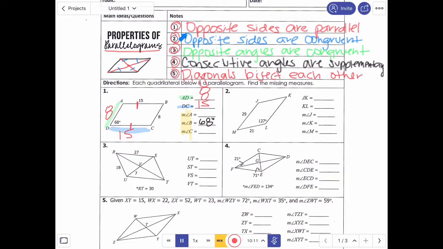All right, let's go down our properties. So opposite sides, opposite sides, opposite sides. Oh, consecutive angles are supplementary. So consecutive angles, that would be like A and D. If I know A and D have to add up to 180, I'm going to take 180 and subtract 68. And you should get 112 degrees. So that means angle A and C are 112 degrees because they are opposite.